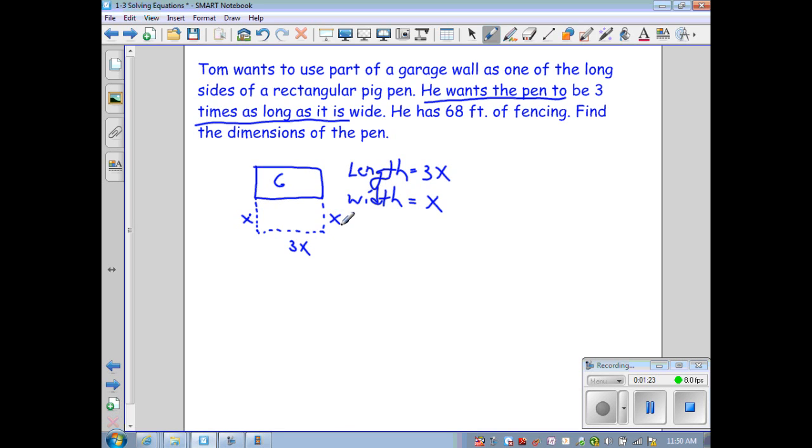I know that he has 68 feet of fence to cover that amount of area. So what I need to do is see how long this is. Well, that's going to be x plus 3x, and he's going to use 68 feet of fence to do that. That gives me 5x equals 68. Divide by 5 on both sides. And when I divide, I'm going to get 13.6 feet for x.